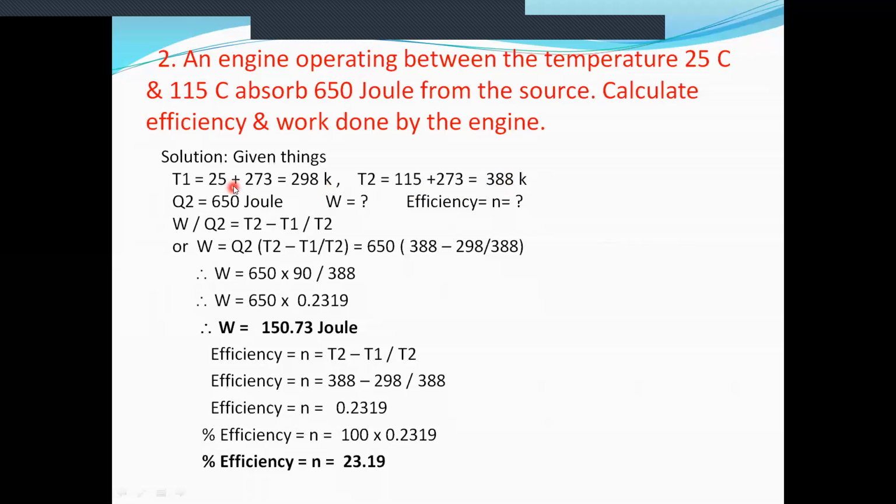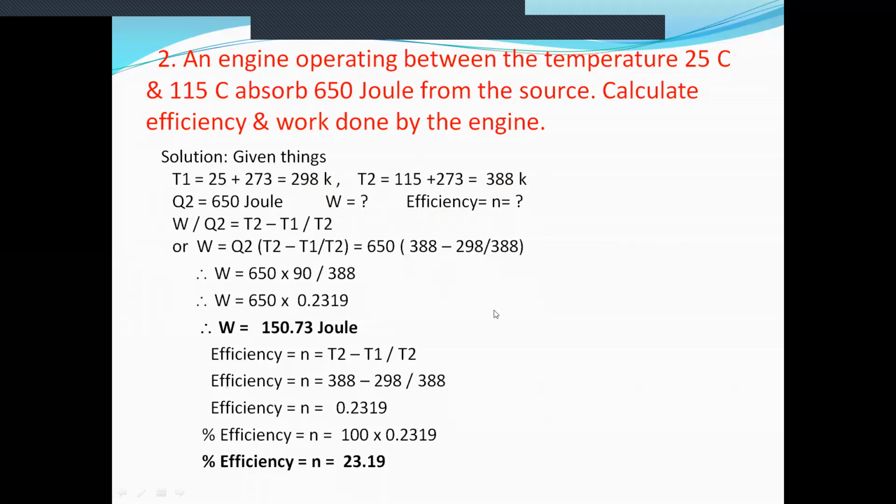So this is the value of T1. This is the value of T2. We have converted in degree Kelvin. Now again Q2 is given, that is heat absorbed. Q2 is equal to 650 joule. 650 joule दी हुई है Q2 की value. Again we have to calculate W is equal to what, and efficiency, that is eta is equal to what.